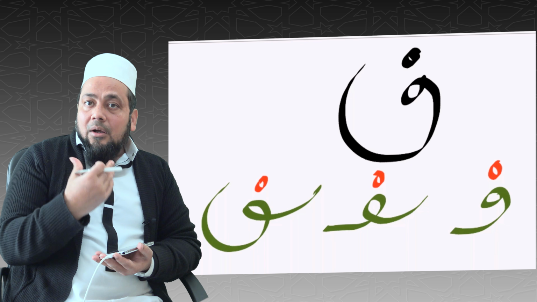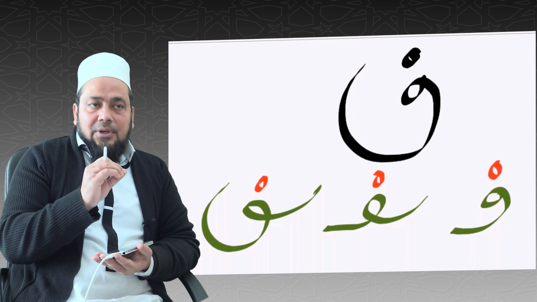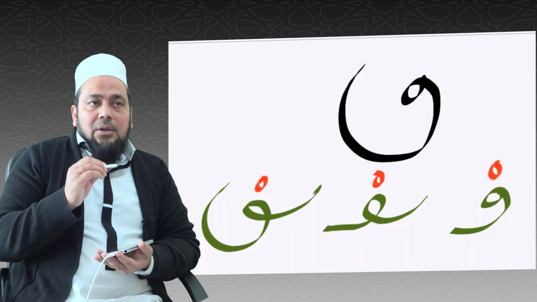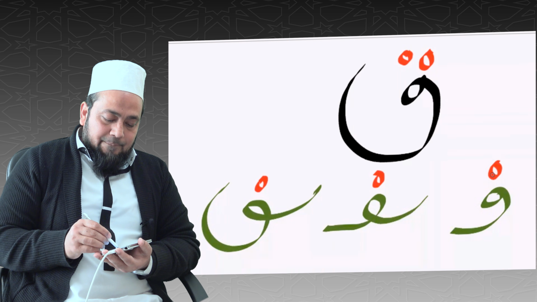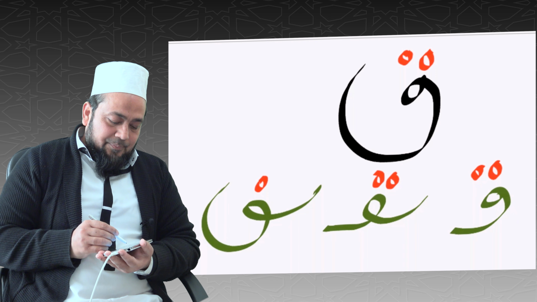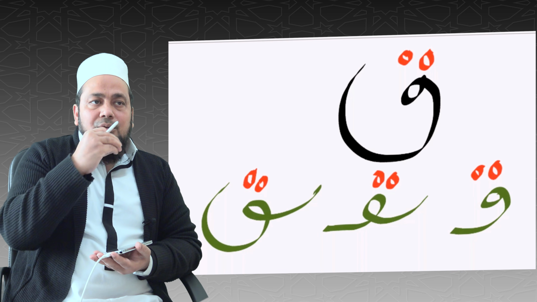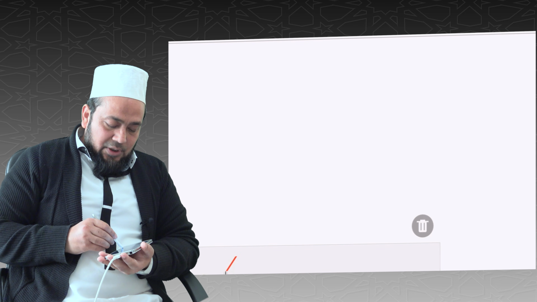Next letter is Qaf. Fa and Qaf writing shape is exactly the same, only the difference is the dots. For the Fa, one dot, and for the Qaf, two dots. Qaf has two dots and Fa has one dot. Very easy to understand. If you can remember these small things, dots, nuqta, then you won't be confused, inshallah. You can easily identify all of the letters. Let's move on to the next letter.